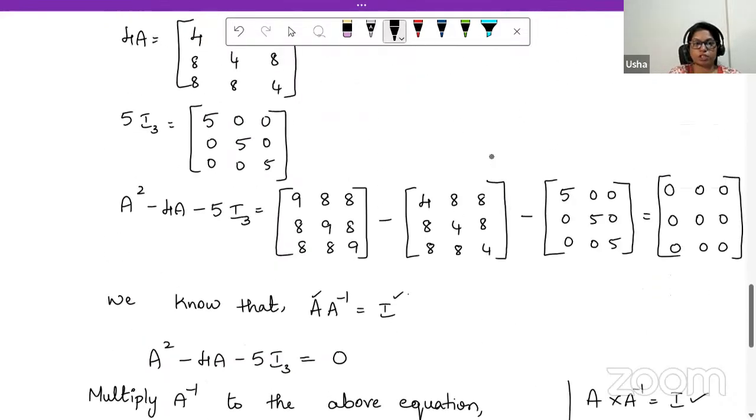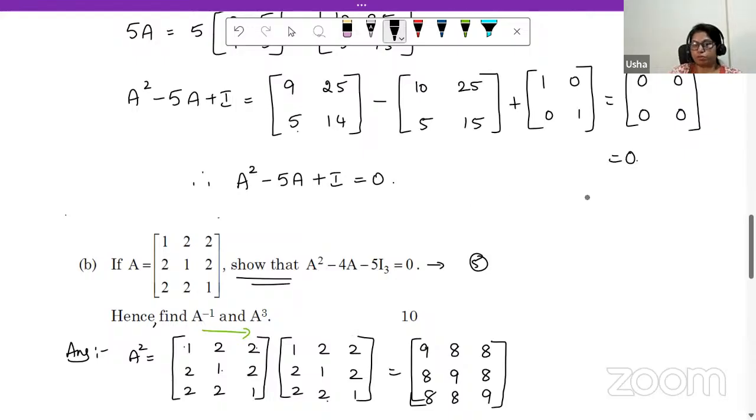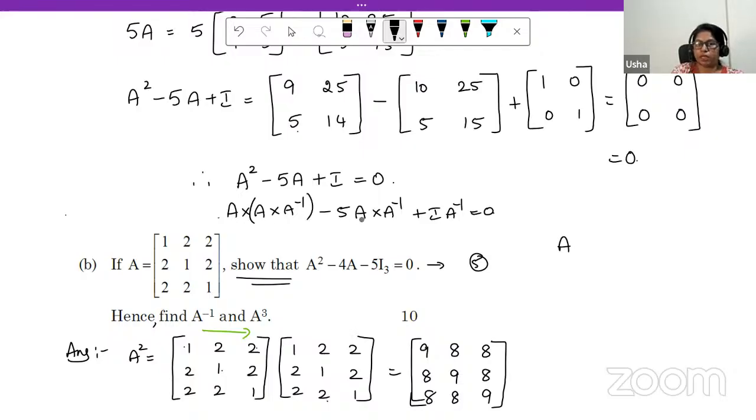From the previous question, if you have to find A inverse, here also you will have to multiply by A inverse. So A square will be written as A into A. With this, we will multiply A inverse, minus 5A into A inverse, plus I into A inverse. Next, this will become I. A into I will remain A. Then A into A inverse will be 5I. Then this is plus A inverse equals 0.